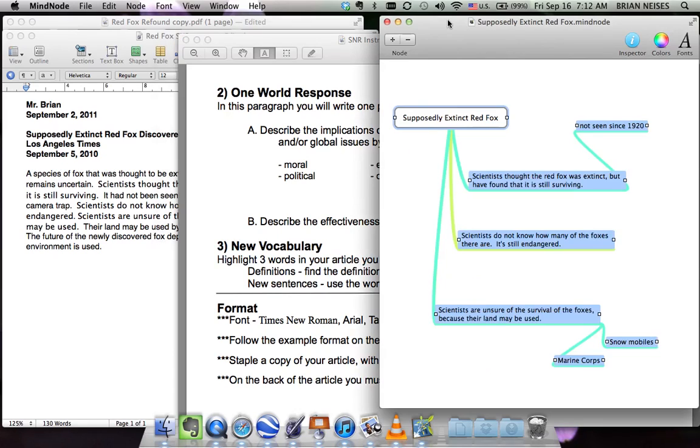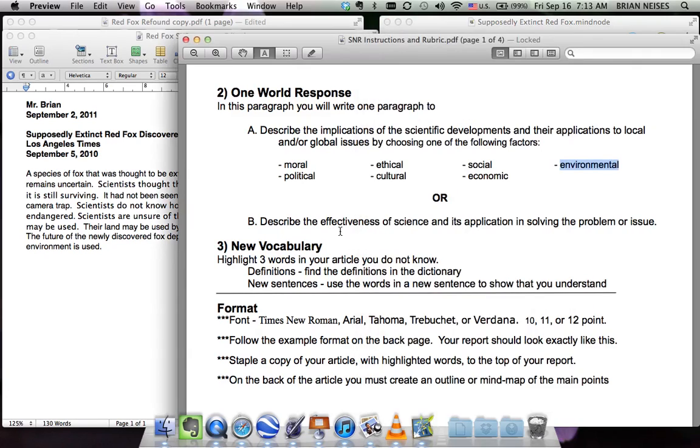However, in our main points, we did see one of the major things was that scientists are unsure about its survival, and that there's a conflict of land use with the Marines and the proposed snowmobile park. So if we think about the major impact of this new discovery, it's actually on the U.S. Army and on a recreational business. So I think there's a pretty strong economic impact. So we've narrowed it down. We're going to discuss the red fox now from a local and economic impact.